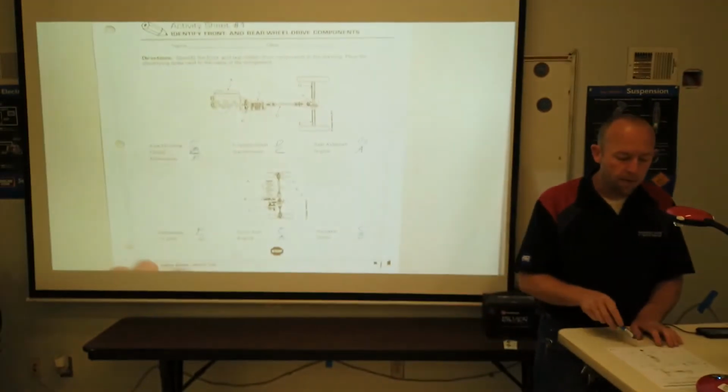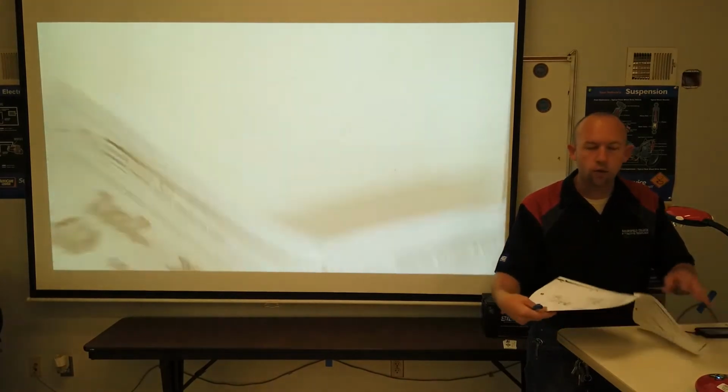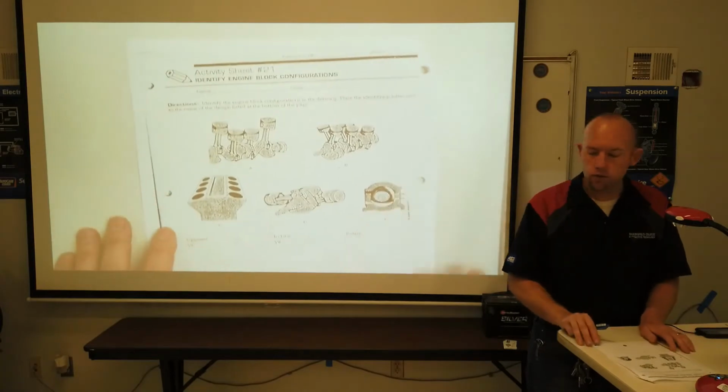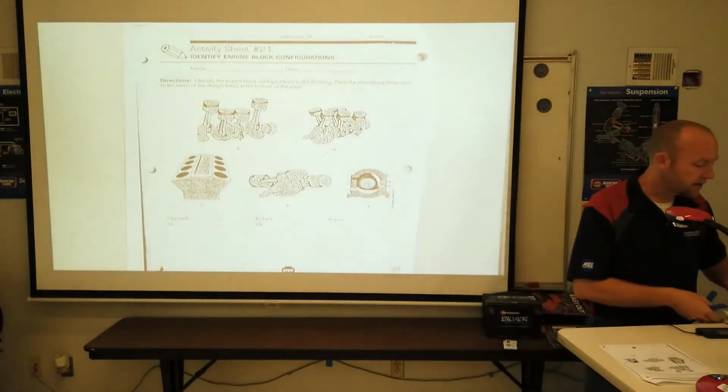So that's a couple of our drivetrain configurations. Power originates at the engine and then is transmitted out to those wheels. So I want to square that up so I don't drive anybody crazy.